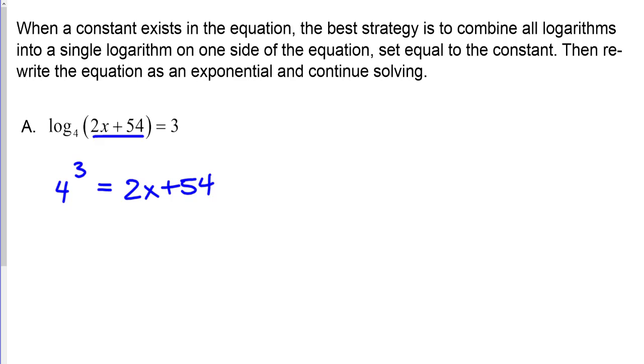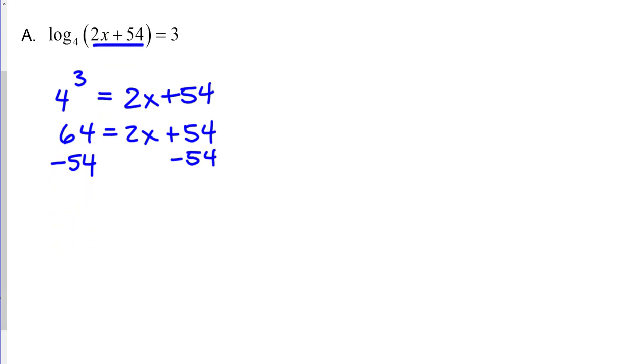Now, 4 to the third power is 64. So I'll write that. And what I need to do next is subtract 54 from both sides. I'll bring this up a little bit. So I get 10 equals 2x. And then I'm going to divide both sides by 2 so that x is equal to 5. And 5 does not lead to a negative number on the argument of that logarithm, so I'm all done.